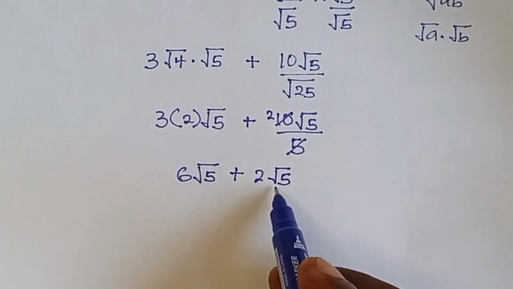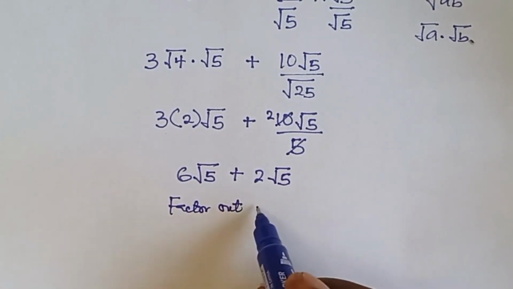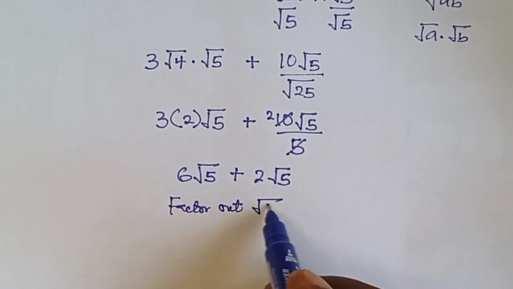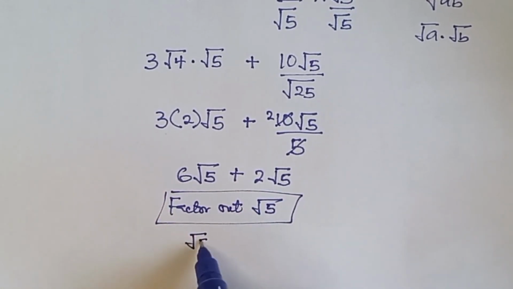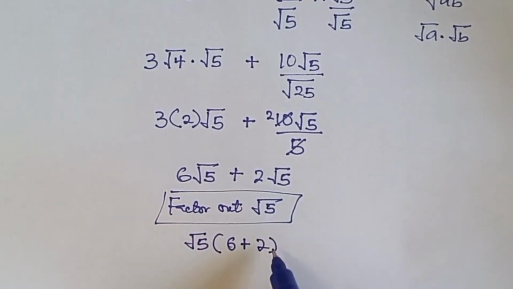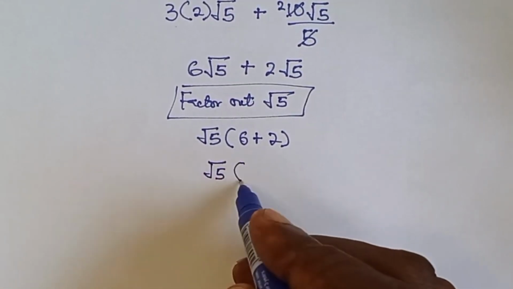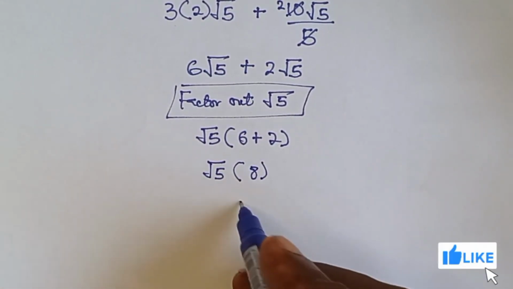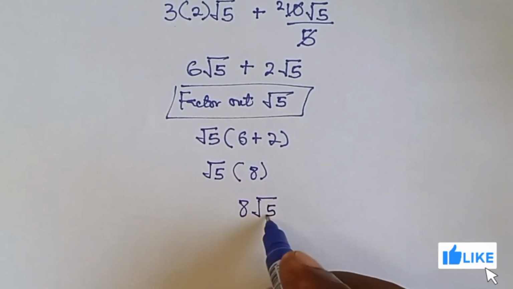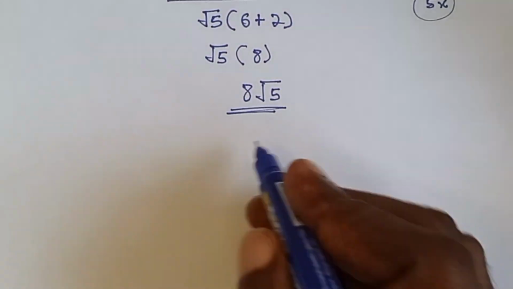Okay, so root 5 is common. You can factor out root 5. And that means that you write out root 5. Then we have 6 here and we have 2 here. Now 6 plus 2 will give us 8, and root 5 times 8 equals 8 root 5.